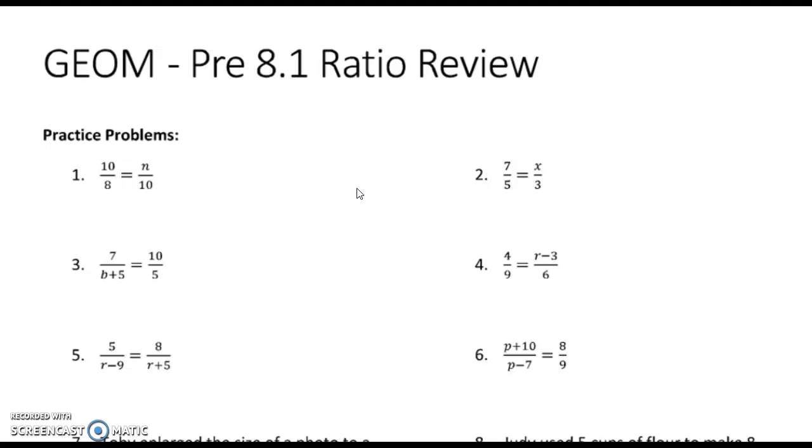So look at number 1. It says 10 over 8 equals n over 10. All right, one method you can do, since n is on the numerator of the fraction, you can just multiply by 10 and then do the same to the other side. And you'll have 10 times 10 divided by 8. You can type that in a calculator. And so you end up with 12.5.